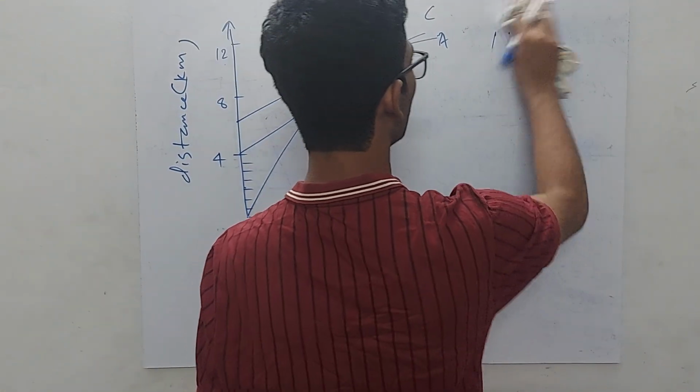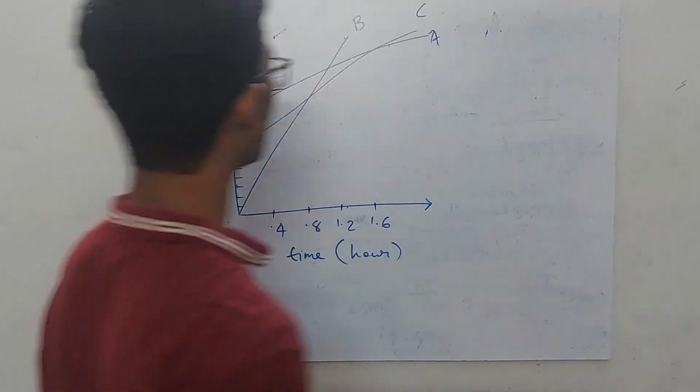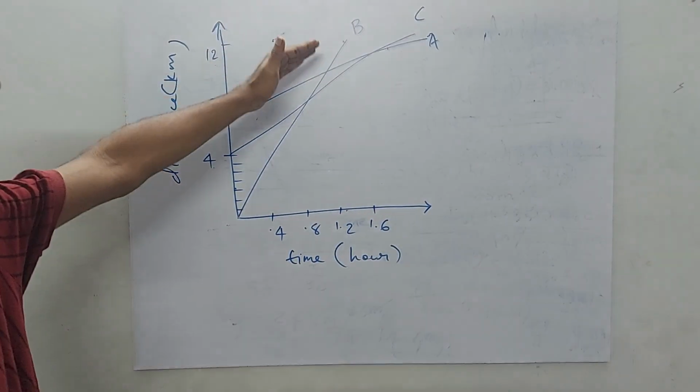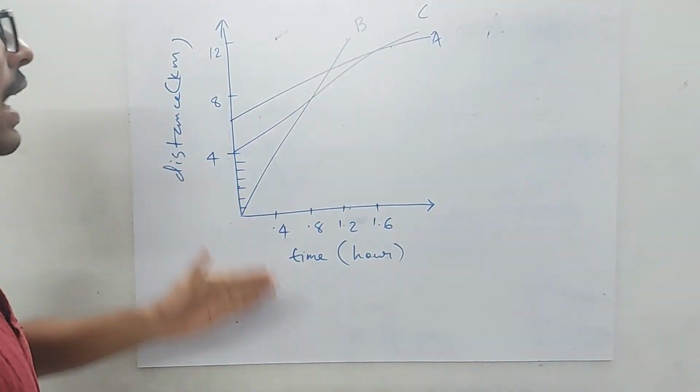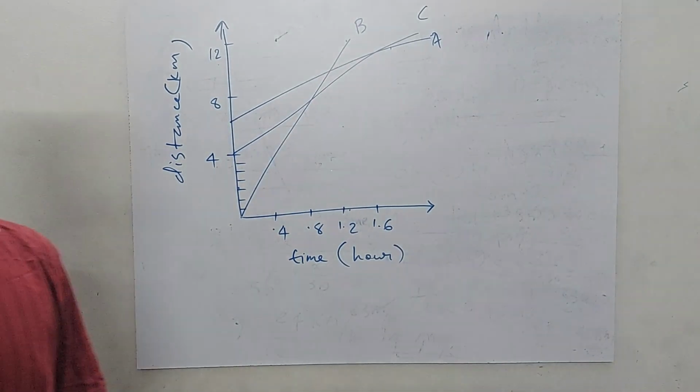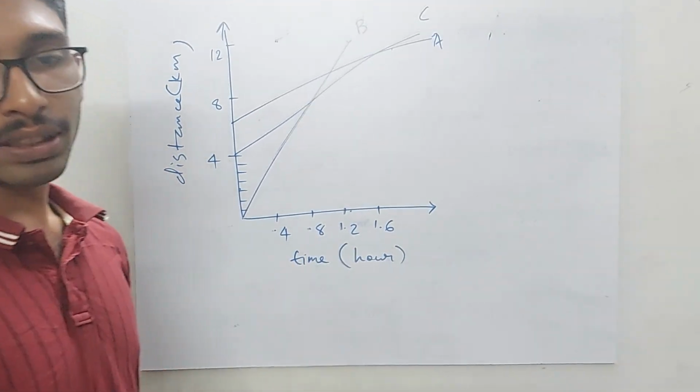So from this it is obvious which car has the highest speed. It would be car B, because the slope of car B is the highest. This is the steepest line among the three lines. Okay, so I guess that answer is clear. Now there's the second question.